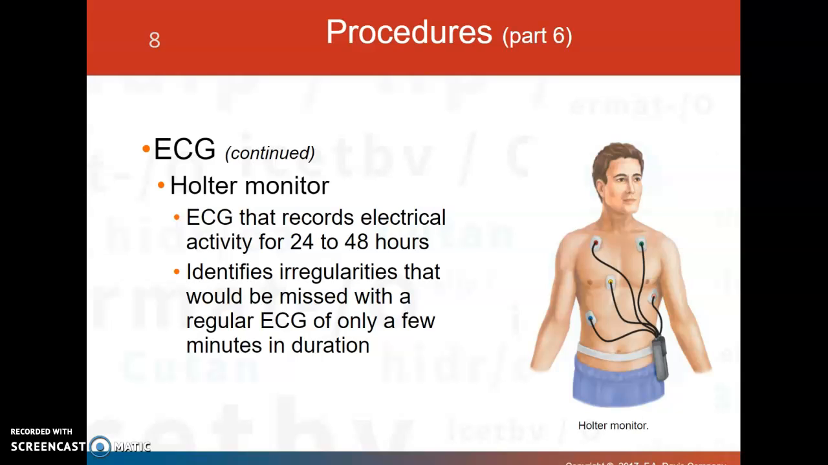And then another option is, with the EKG you just put the leads on, like it's in this picture, and then you take a picture and then you take them off. Now, a Holter monitor is still an EKG, but it's going to stay on for 24 to 48 hours and record all of your heart rhythms for that time frame. So sometimes if they're wondering if you've got some kind of heart condition going on, they'll have you wear a Holter monitor for 48 hours. Usually they have a little button on them. If you're feeling anything at that time, you press the button and say, okay, I'm feeling a little lightheaded right now, and they'll look and see if anything is going on with your heart at that time. It identifies irregularities that would be missed with a regular EKG of only a few minutes in duration.